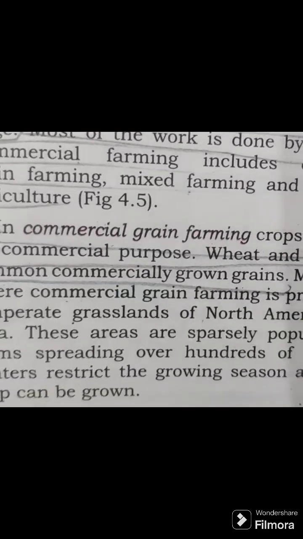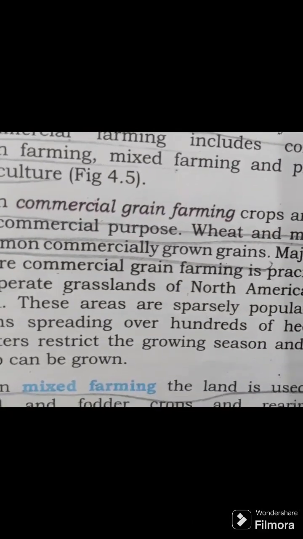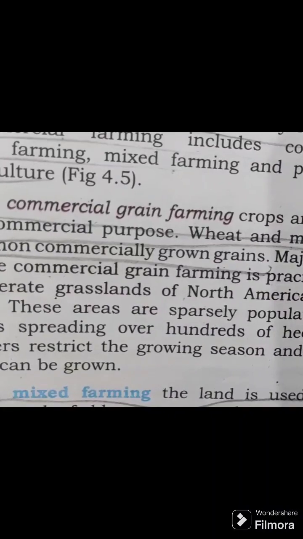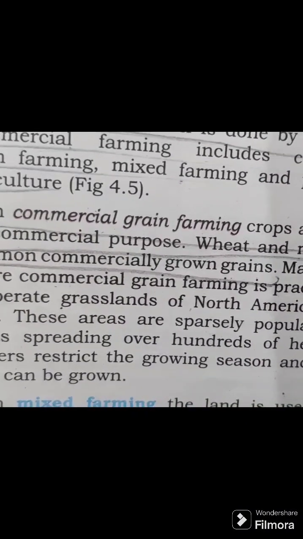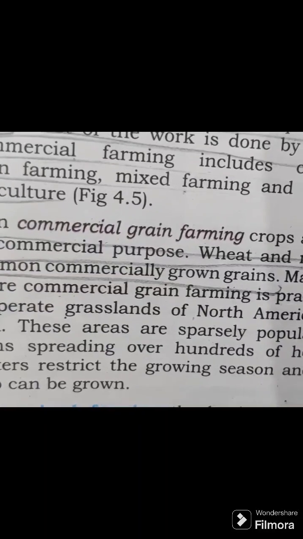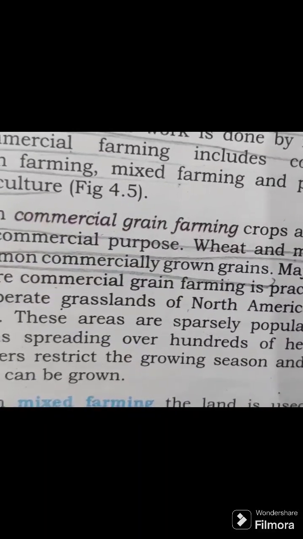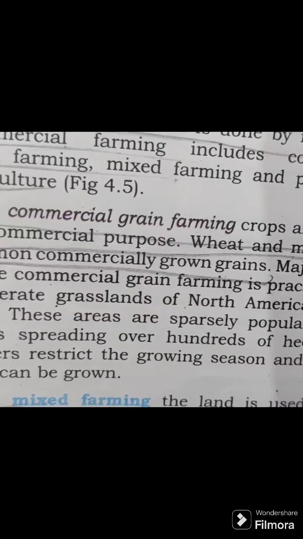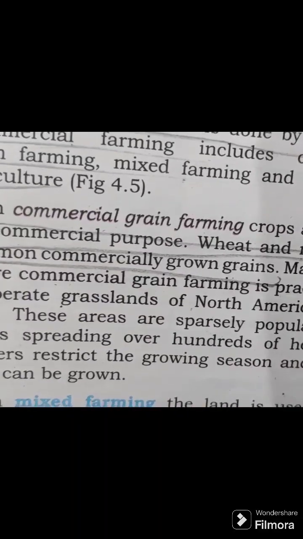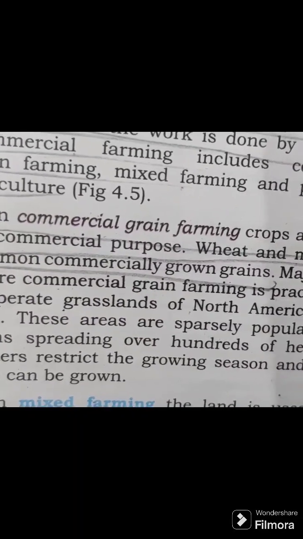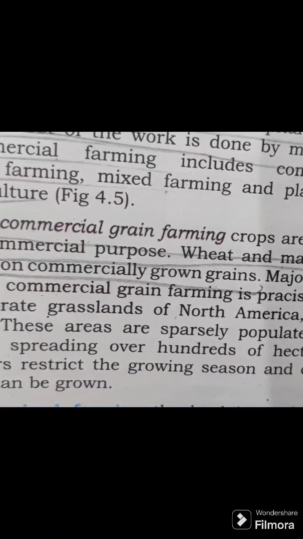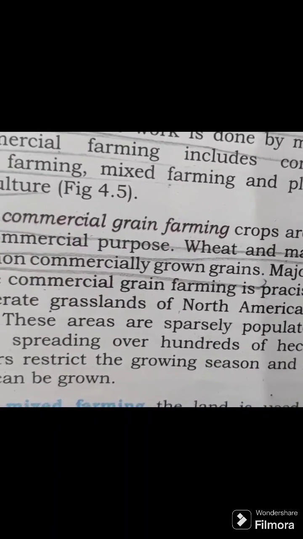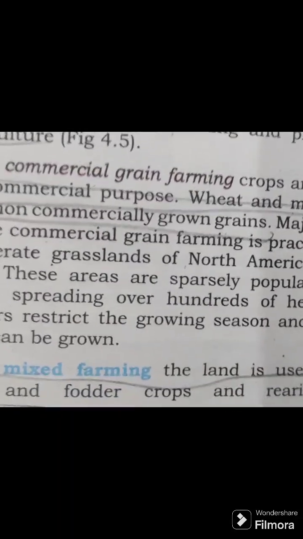In commercial grain farming, crops are grown for commercial purpose. Wheat and maize are common commercially grown grains. Major areas where commercial grain farming is practiced are temperate grasslands of North America, Europe and Asia. These areas are sparsely populated with large farms spreading over hundreds of hectares. Severe winters restrict the growing season and only a single crop can be grown.